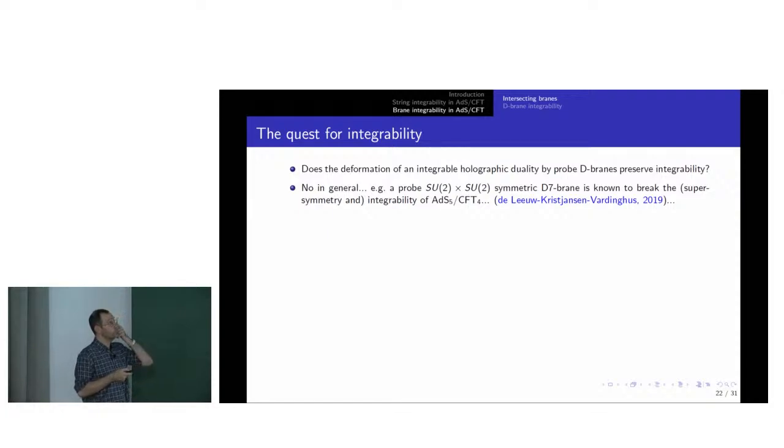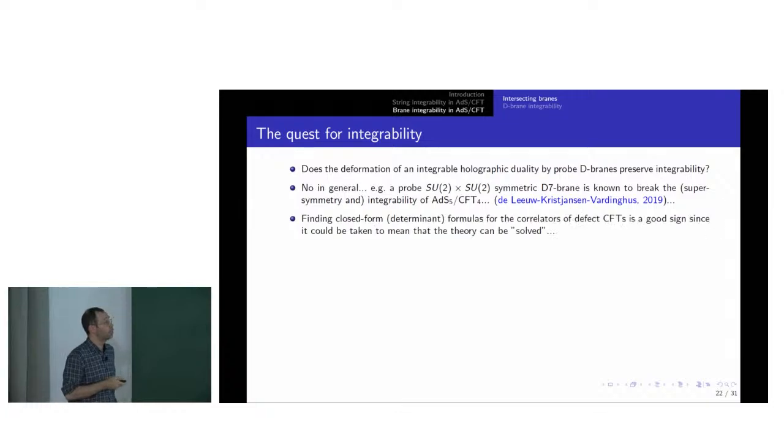and we already have backgrounds, even in this setup right here, where certain non-supersymmetric D-branes are known to break integrability of AdS5/CFT4. But there is another non-supersymmetric setup that we don't really know. It might preserve integrability. But we know examples that break integrability. So the question is whether we can still have integrability in these theories. But the signs, of course, are very positive.